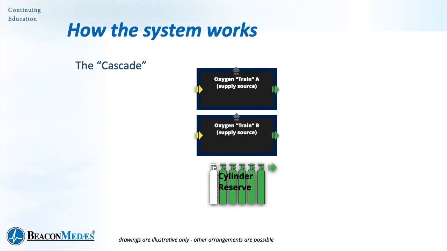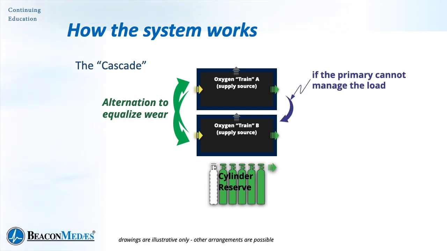And then the idea is to build this all so that it operates in what's called a cascade. We want to run our 2 oxygen sources so that they alternate. We have the wear equalized. We make sure that they're both continuously operational. If the primary source can't manage the load for any reason, whether we're overdrawing it, whether we have power failure or mechanical failure, any reason that we could not manage the load from the primary source, we want to drop to the secondary source, and we want to have an alarm that tells us that's occurred.